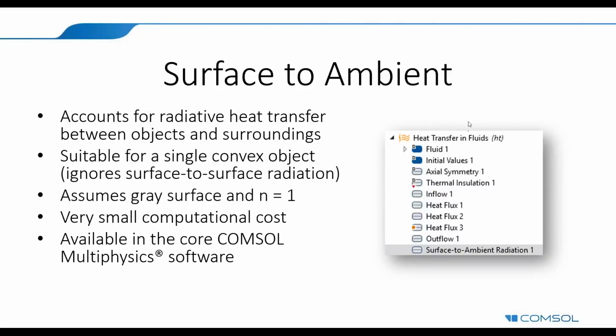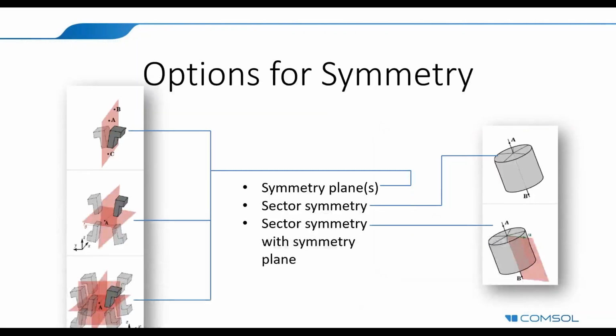So if it applies for your case, so again, if you have a single convex object with no shielding effect and no self-radiation, then you can go for that, and you will save a lot of computational power. And if you really have to use surface-to-surface radiation, which is the case most of the time, then you should think about the symmetry. If you are lucky, maybe your geometry has one symmetry plane, so you can divide the geometry and the mesh size by two, or with 3 symmetry planes, if you are lucky, you divide by 8.